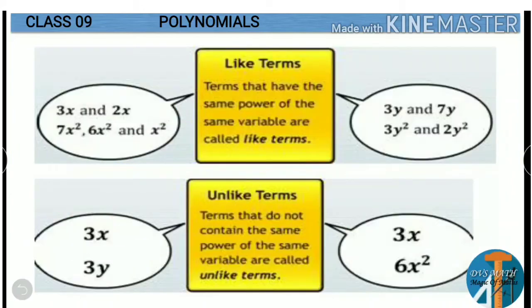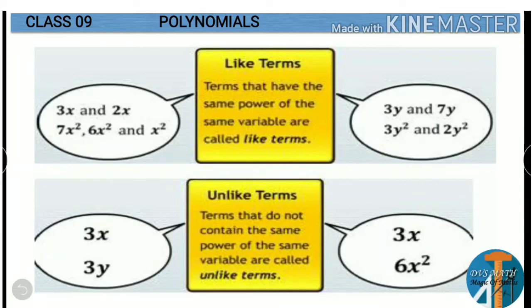So let's understand the types of terms. We have two types of terms, children: like terms and unlike terms. Like terms means terms that have the same power, or you can say common power, and the same variables. Power, as we discussed in the number system laws of exponents, we told about the power.